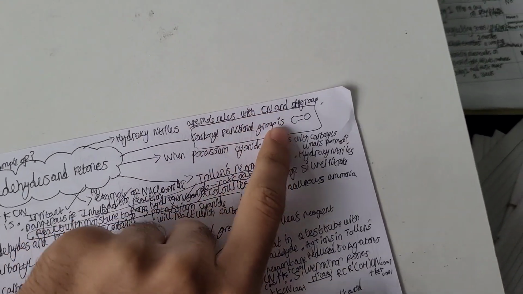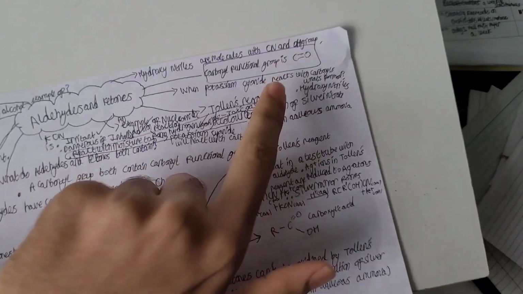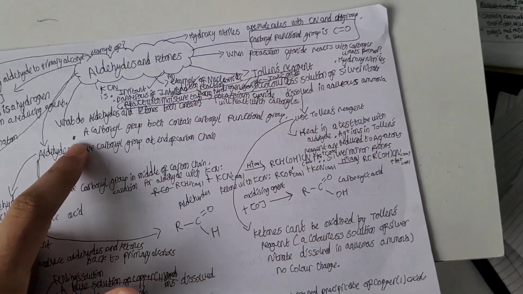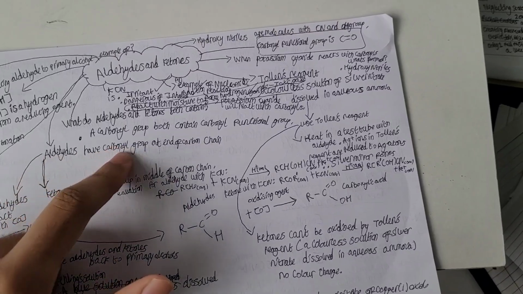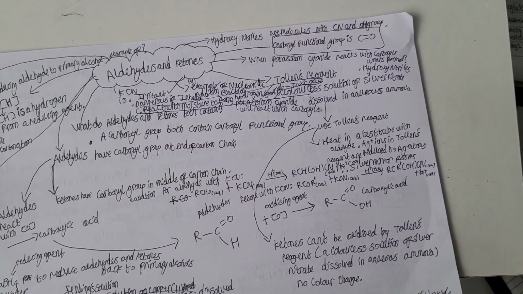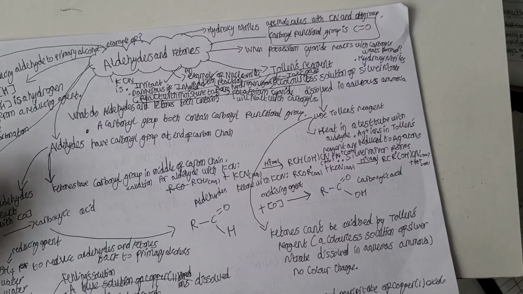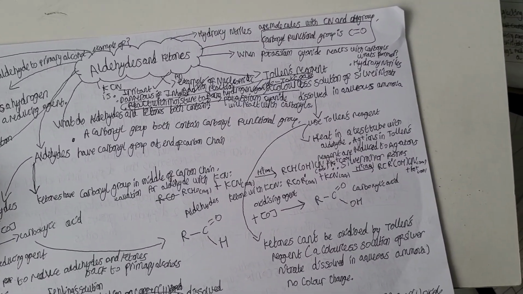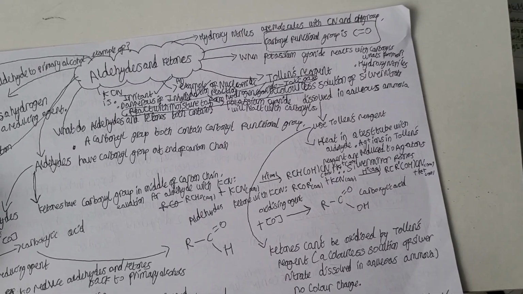Hydroxynitriles are molecules with a CN and OH group. The carbonyl functional group is C double bond O. Aldehydes have the C double bond O at the end of the carbon chain, whereas ketones have the carbonyl group C double bond O in the middle of the carbon chain.